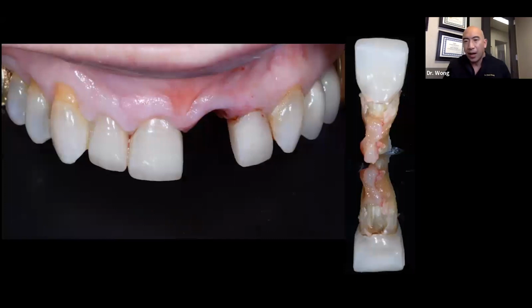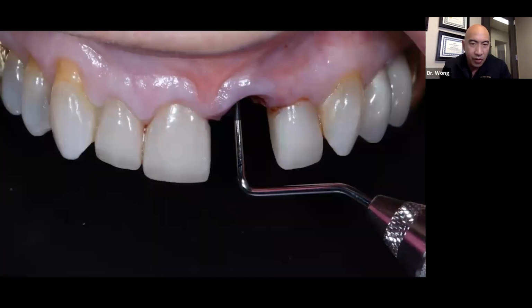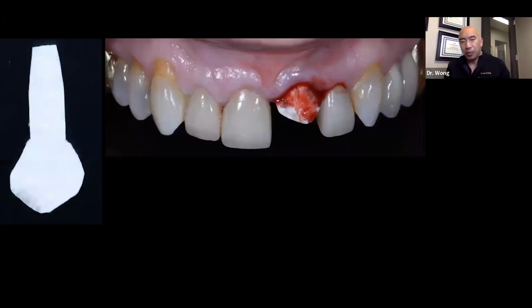So the tooth is going to come out. There's your tooth with the external resorption, as you can see there. You're going to stick your probe in and feel all 4 walls of bone. There is a small fenestration in the labial plate.